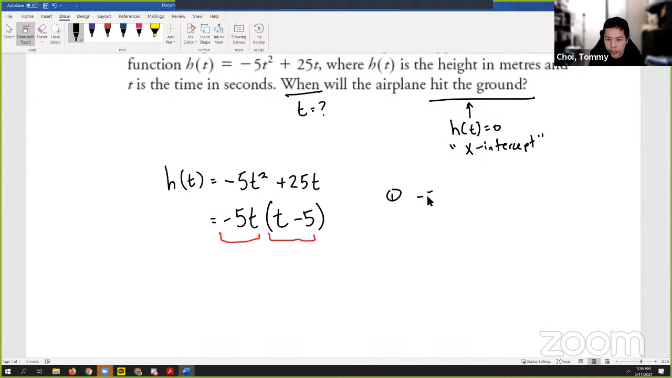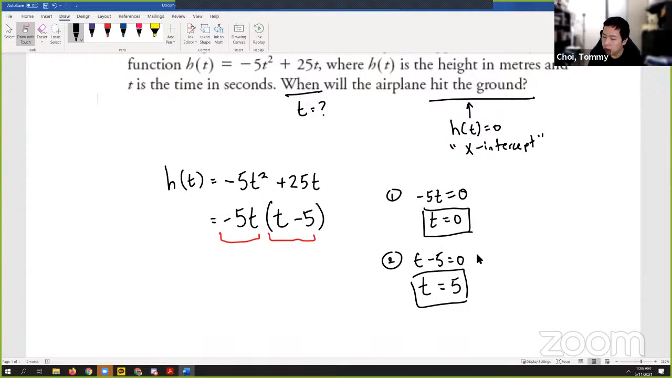Number one, negative 5t is equal to 0, which gives us, well, the only option is t equals 0, right? If it's just this. Number two, we have t minus 5 is equal to 0, and so that's going to give us t equals 5. So we get two answers where t is 0 and t is 5.